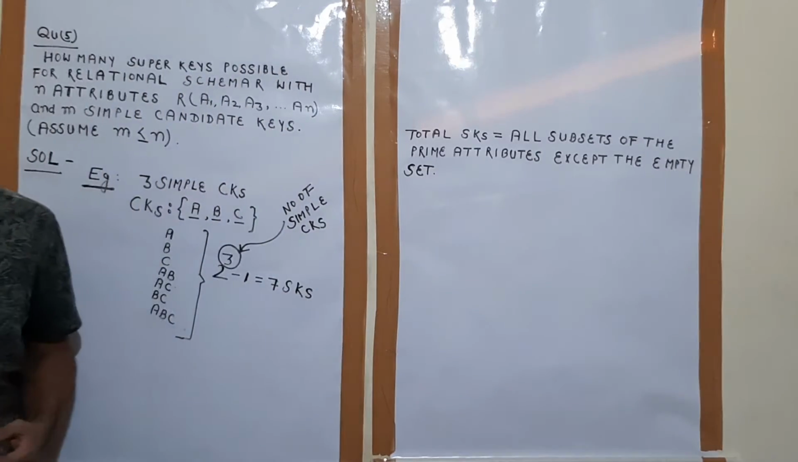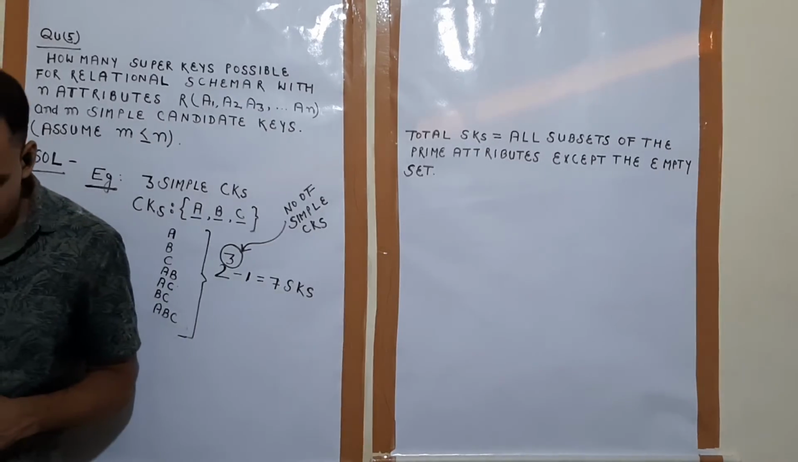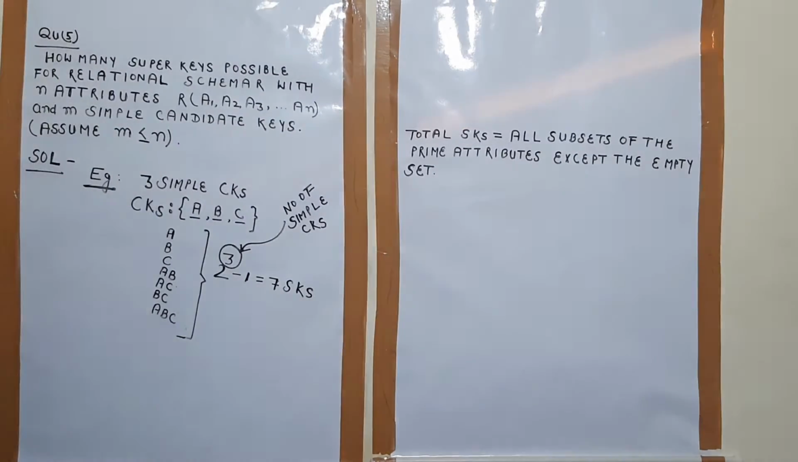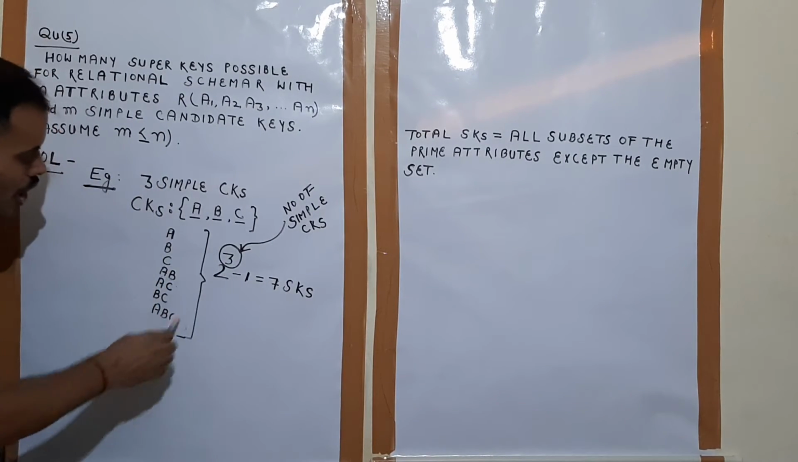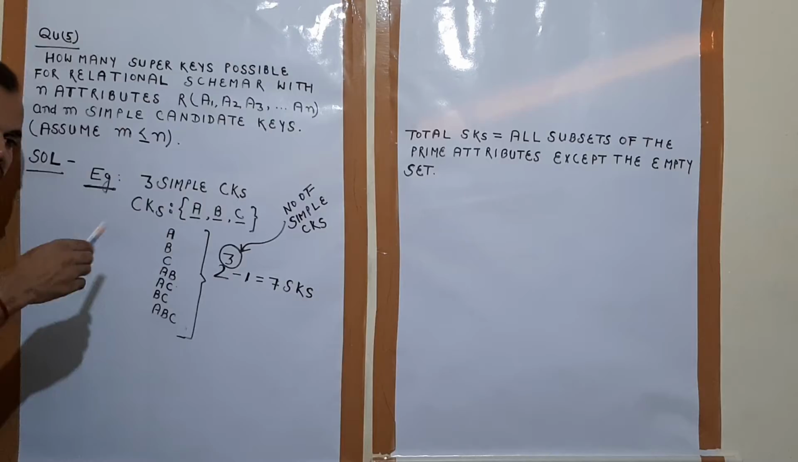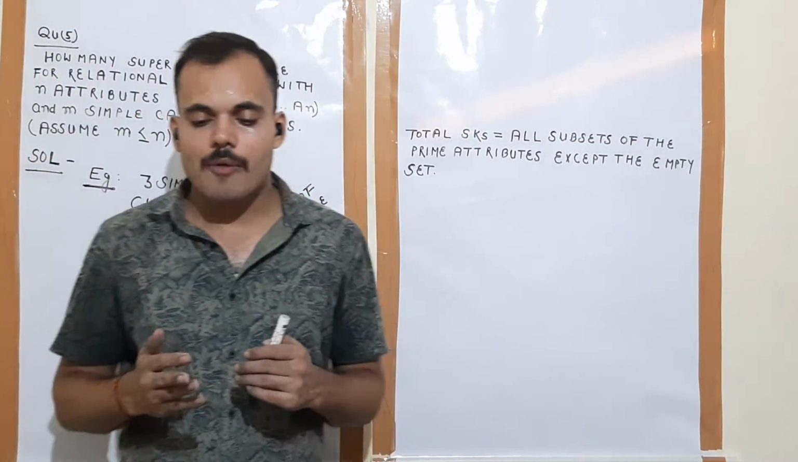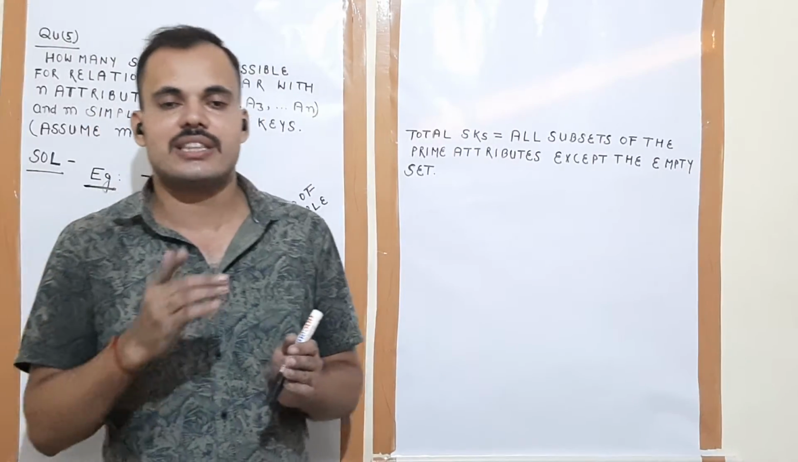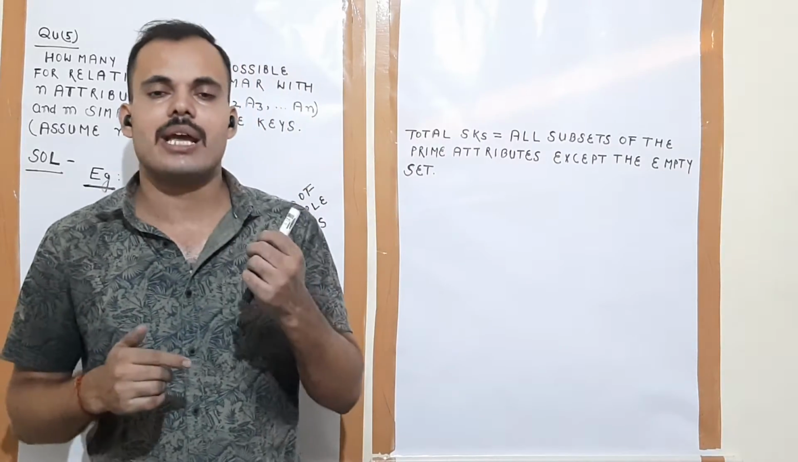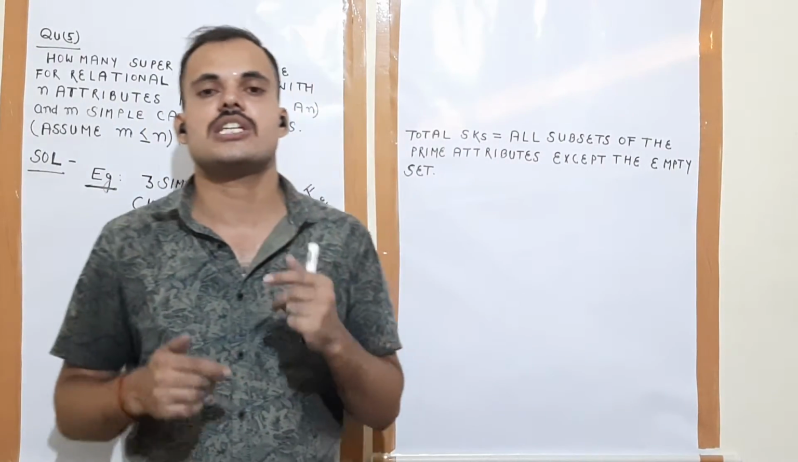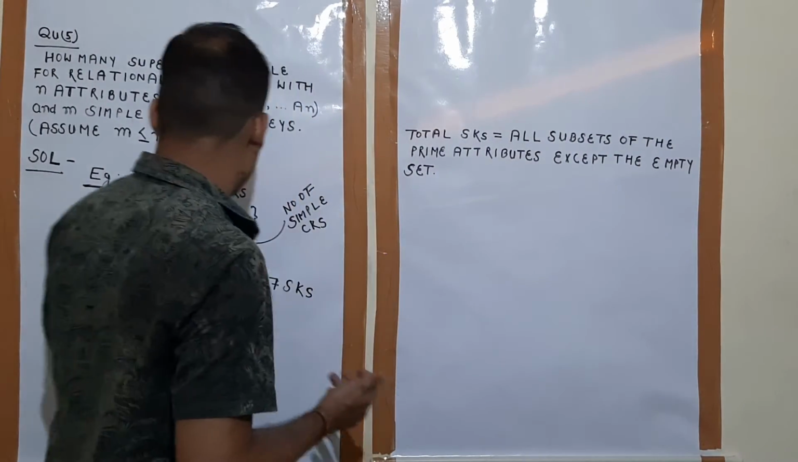Understood. All subsets of the prime attributes except the empty set. What are all subsets of prime attributes? All subsets of a set containing 3 elements is 2 to the power 3, which is equal to 8. But it also contains the empty set. After removing the empty set, it will be 7. So all subsets of the prime attributes except the empty set.